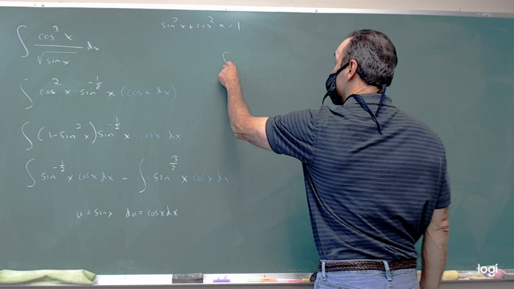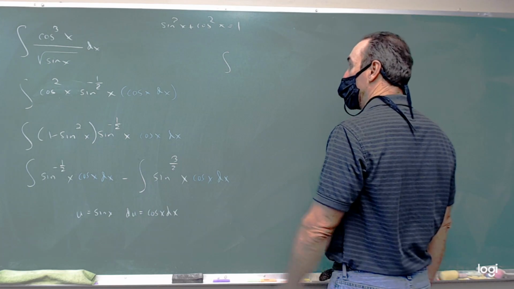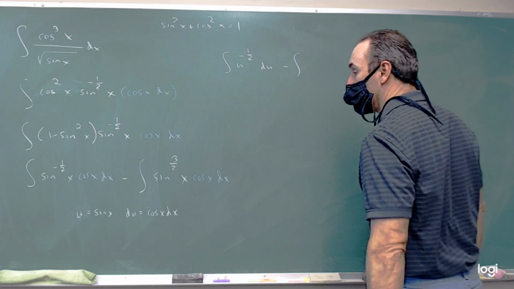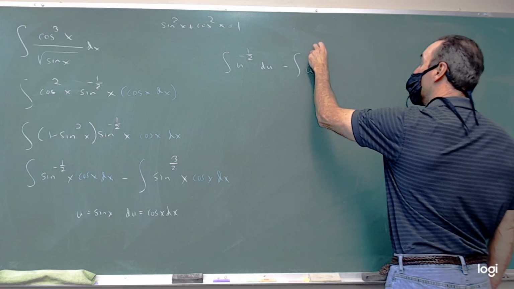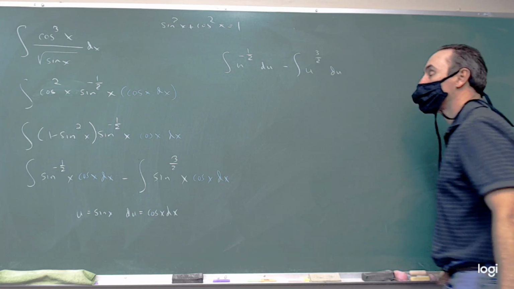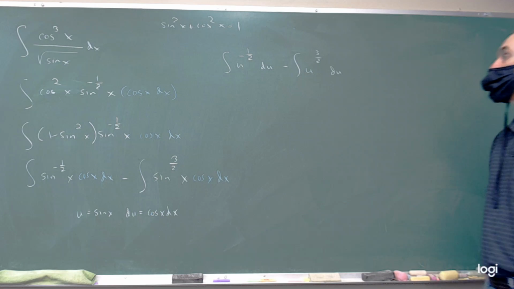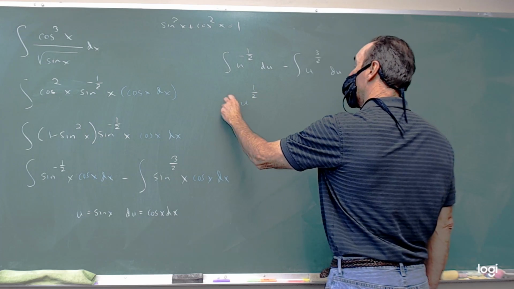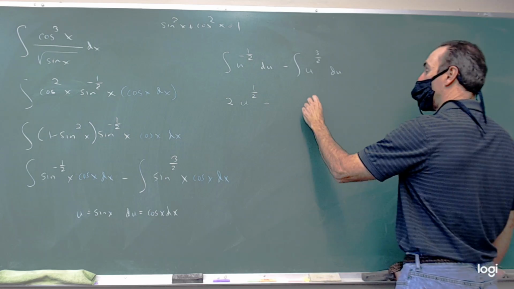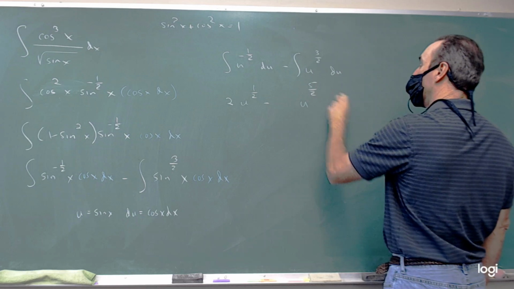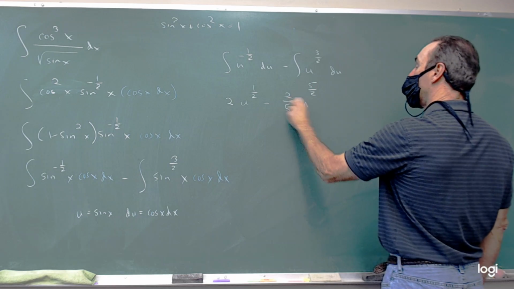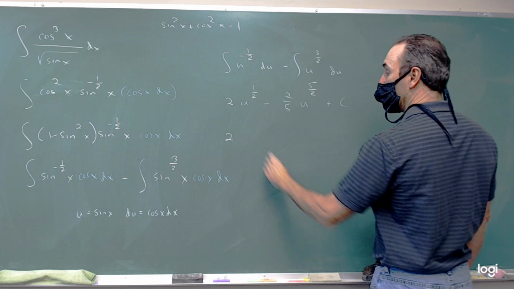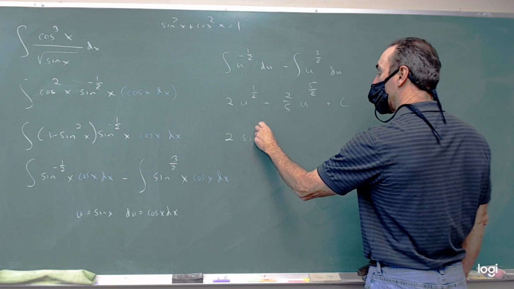So the integral becomes u to the negative 1/2 du minus u to the 3/2 du. Okay. And we add 1 to the exponent and multiply by the reciprocal. That makes the 3/2 into 5/2. And then we can go back to our u, which was the sine.